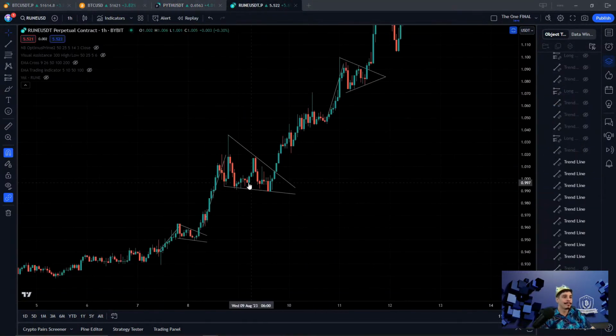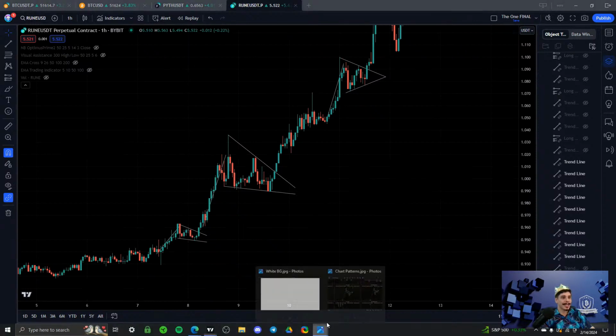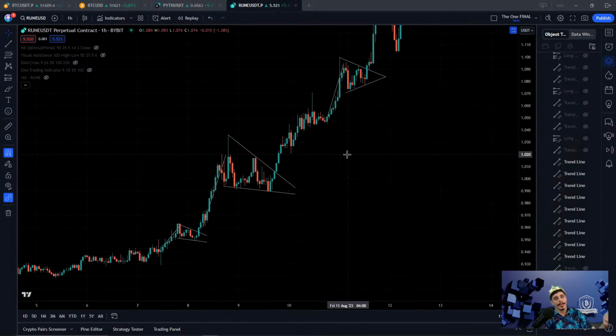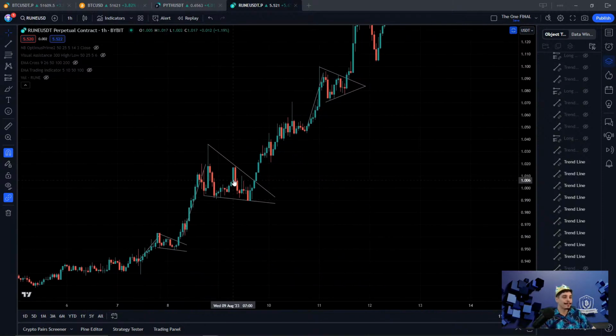And then coming to Rune, this right here doesn't exactly resemble a flag because it's not parallel, and the lines would eventually meet at some point. So that would be more of a wedge, even though they don't actually meet. I just didn't draw them out long enough. Different scenarios are going to be different. Not every flag is going to look picture perfect, and you're going to have to determine for yourself if it's something you want to trade.